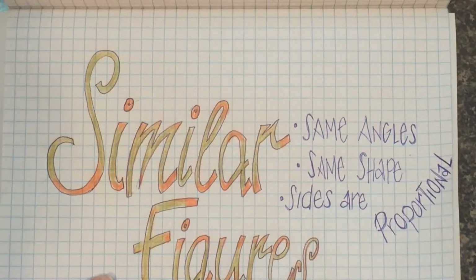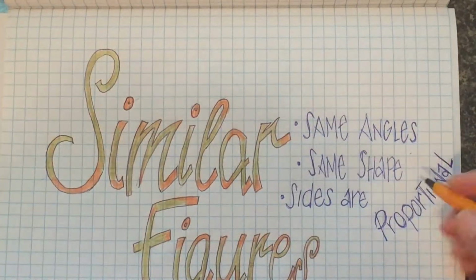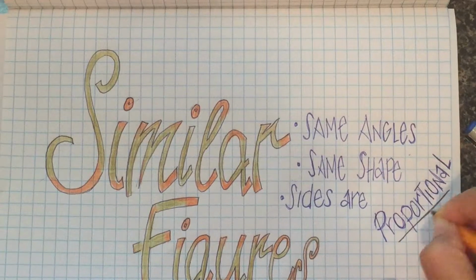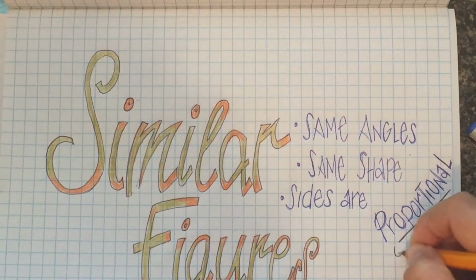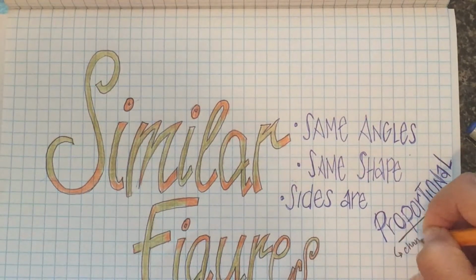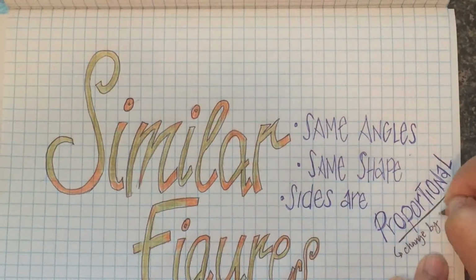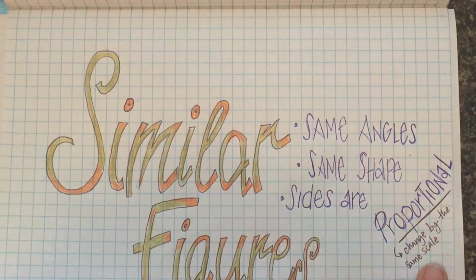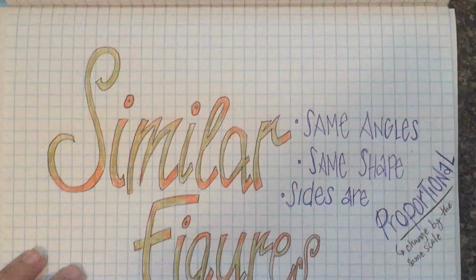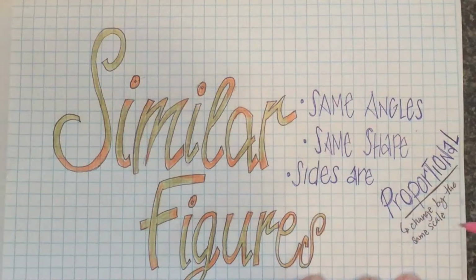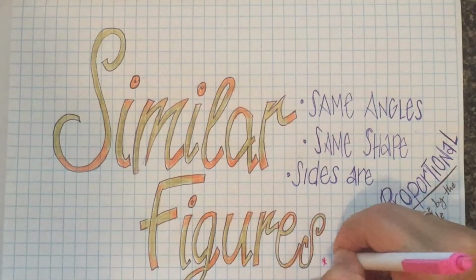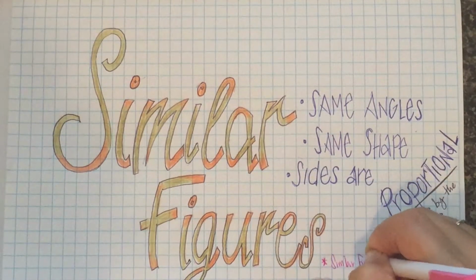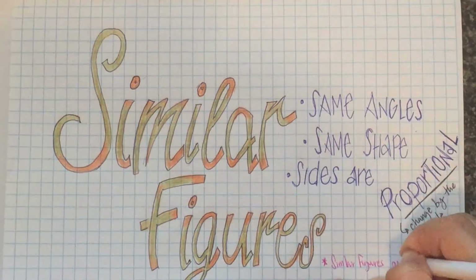Alright, so what is proportional? Proportional just means that it changes by the same scale factor. This is a listening check. Put changes by the same scale factor. I don't put factor in there, but put it in there. Alright, so similar figures are basically dilations.